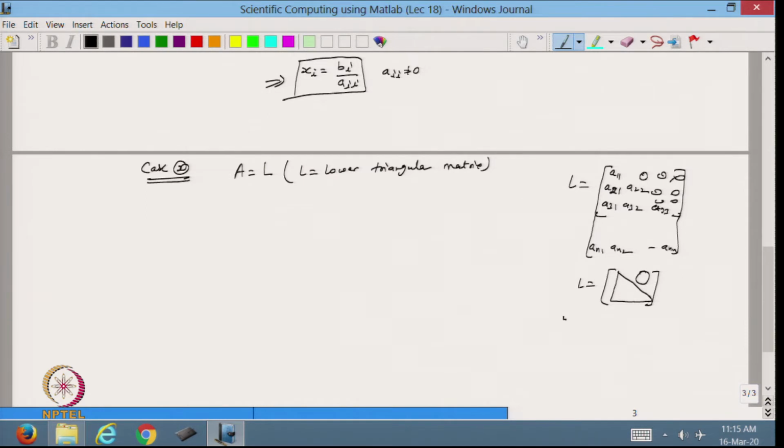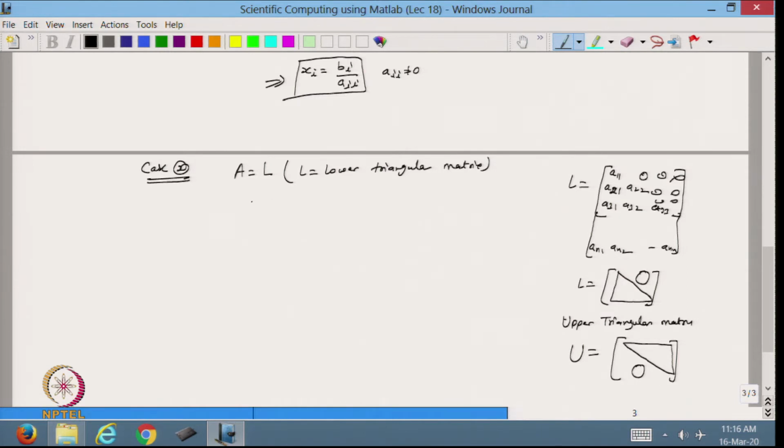Similarly, we can define the upper triangular matrix. That would be U. In that case, this is the main diagonal, and all the non-zero elements are lying here, and below the main diagonal all the elements are 0. So, this is called the upper triangular matrix. So, let us say that A is a lower triangular matrix.